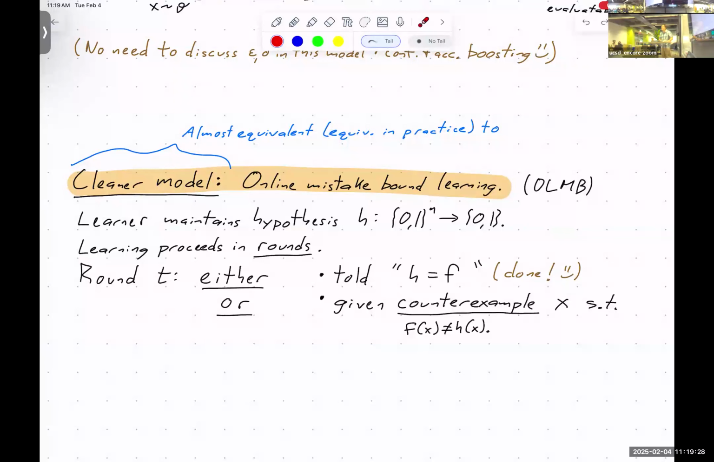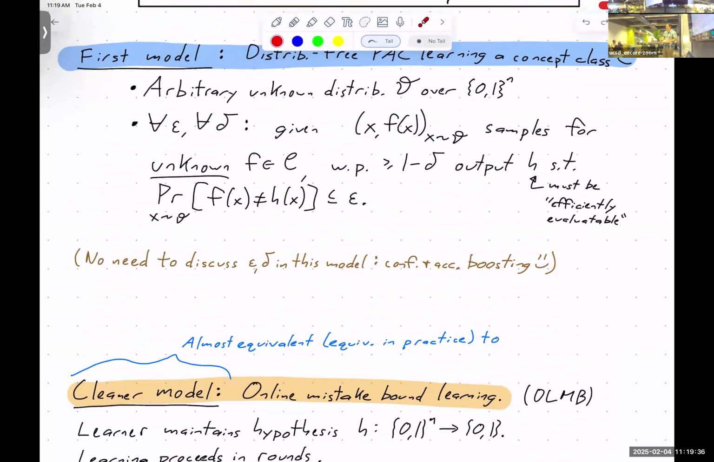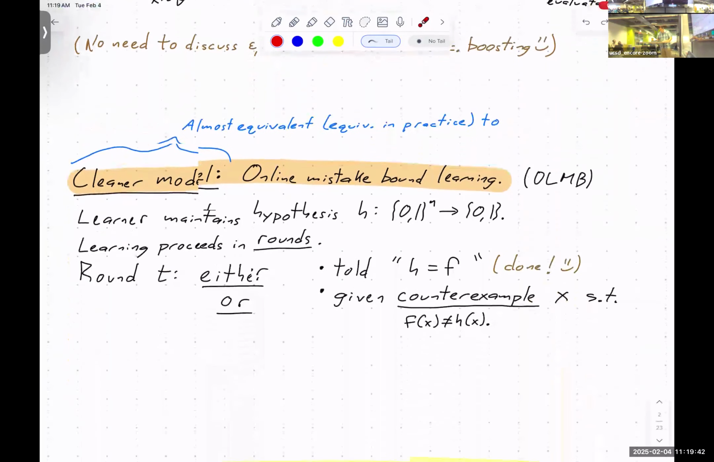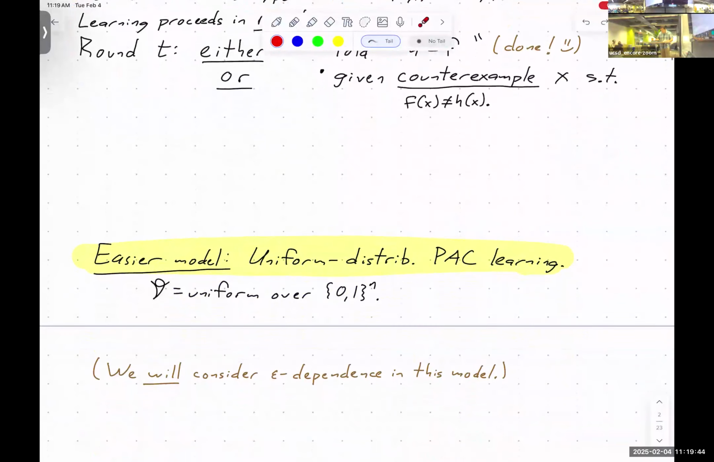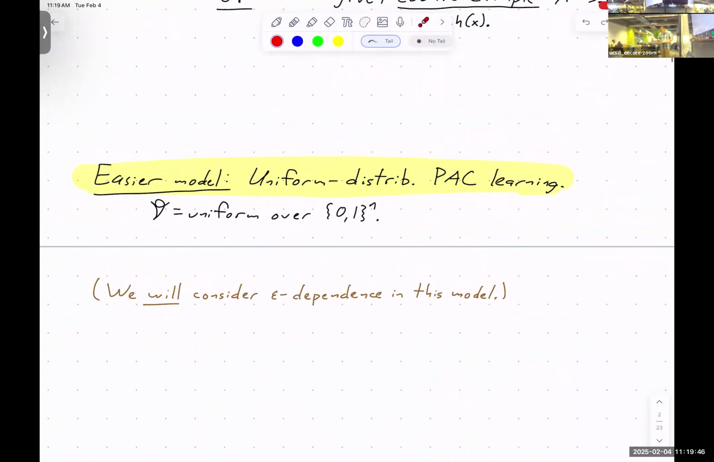You're stress testing this definition, if you go... Well, I'm just trying to understand, okay. And do you insist that H belongs to C in the PAC model or no? It's not required. That's so-called proper learning. It's nice if you can do that, but you don't have to do it. Good question. Okay, let's move on to a different model, uniform distribution PAC learning.